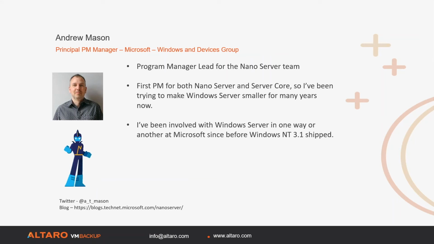Thanks. My name's Andrew Mason. I'm a Principal PM Manager at Microsoft in the Windows and Devices group. The team I'm on is the program management team for Nano Server. I was actually the first program manager on Nano Server and, back in the day, the first program manager for Server Core. So I've been at this for a while, trying to make Windows Server smaller and leaner and faster. I've been involved in Windows Server in one way or another since the early days of NT 3.1, so I've been at Microsoft for quite a while now. My Twitter is at the bottom, and also the link to the Nano Server blog. The last slide I have is a bunch of links to other resources, the TechNet sites, and some other resources that you can use.